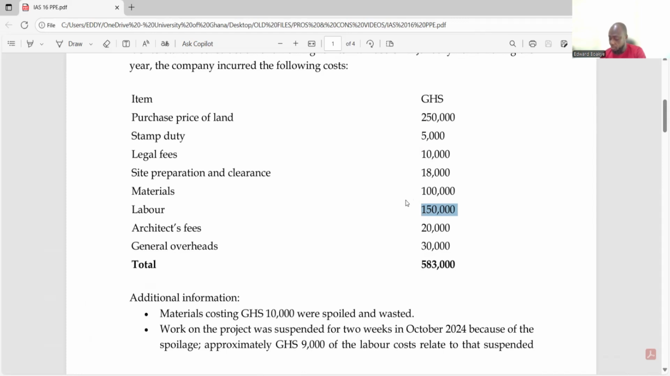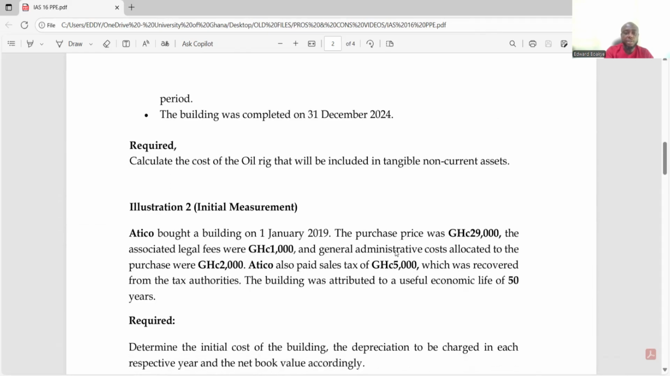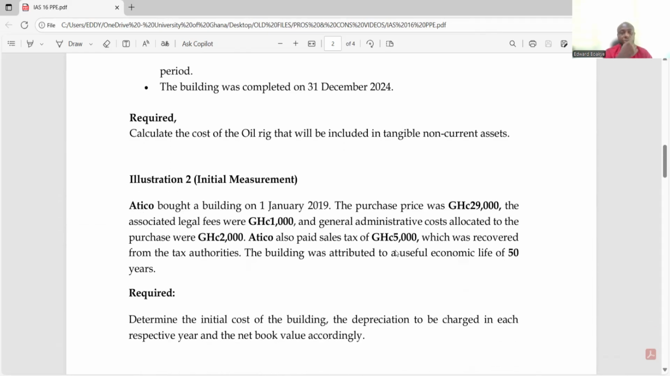Then we add the 150,000, which is the labor, where we are also going to less 9,000. So in all, we are getting 534,000 instead of the 583,000 which has been given to us. So this is the initial measurement. Remember, this one didn't feature site restoration. We do not have site restoration in this one. So let's see if there's any other one which is going to give us site restoration.